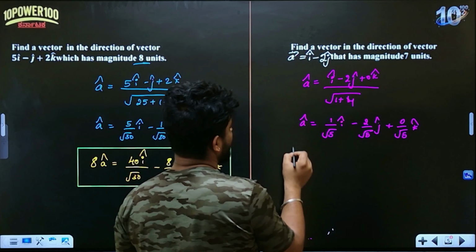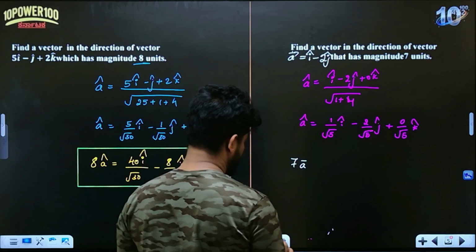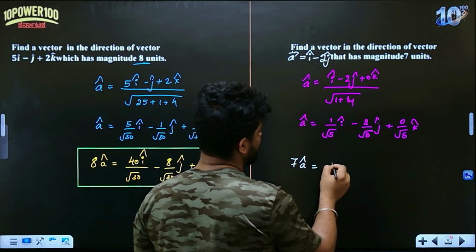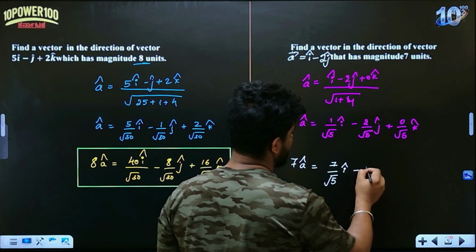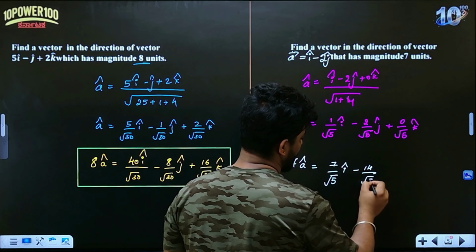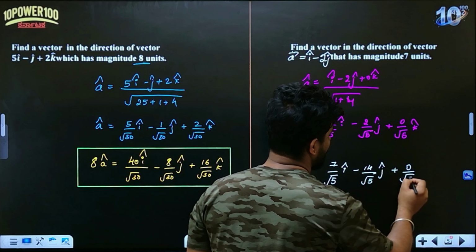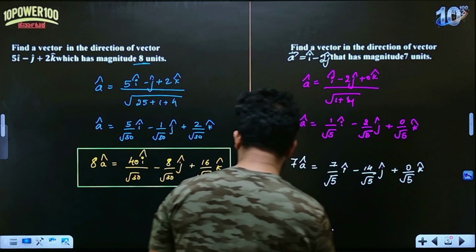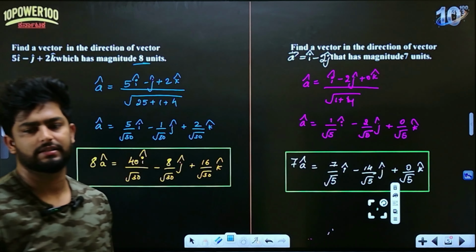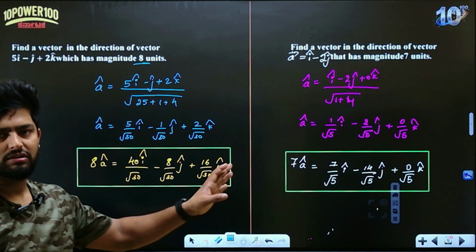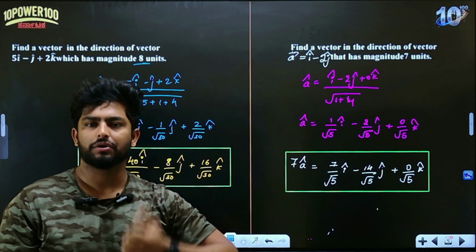So if you multiply 7, so 7 a cap is equal to 7 by root 5 I cap minus 14 by root 5 j cap plus 0 by root 5 k cap, because 0 into any number is 0 only alva. So istu bardre saku. This is the final answer. Artha aita? So very simple concept makle. So tala kedskobedi. When you know the concept, directly do it without doing any mistake.